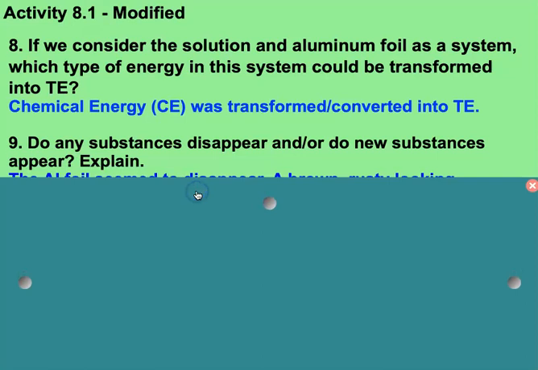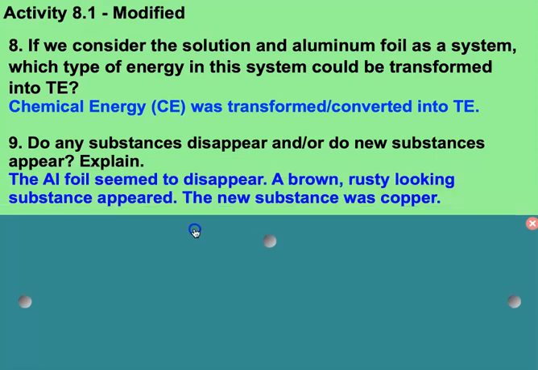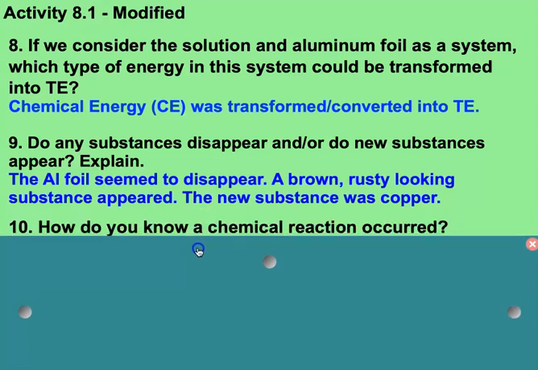Do any substances disappear and or do new substances appear in this activity? And explain. The aluminum foil seemed to disappear, which it did. It was actually still in the solution. You just couldn't see it as aluminum foil as when you first put it into the solution. And a brown, rusty looking substance appeared, and the new substance was copper. If you wanted to, you could also include that a new odor was noticed, and that was because you also developed chlorine gas. And then how do you know a chemical reaction occurred?